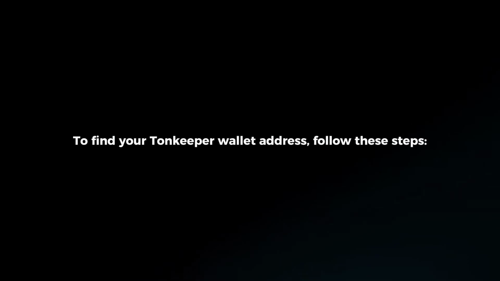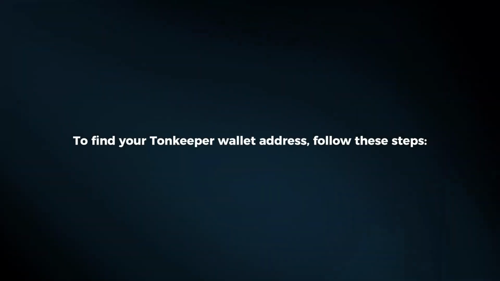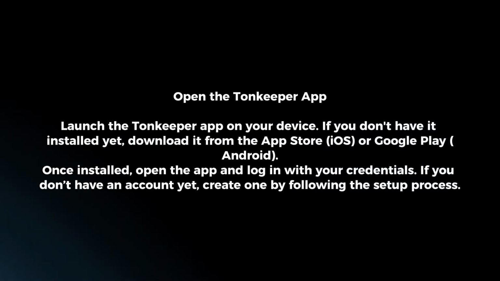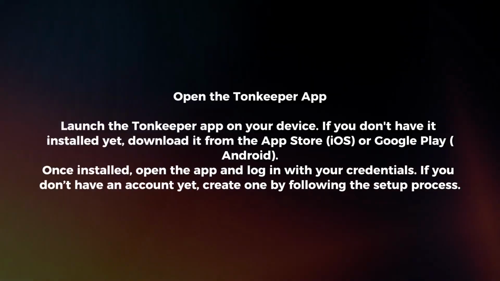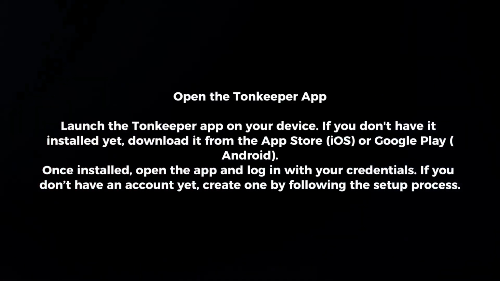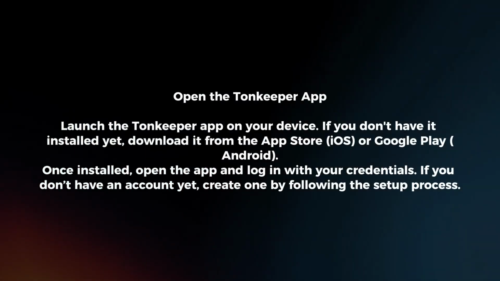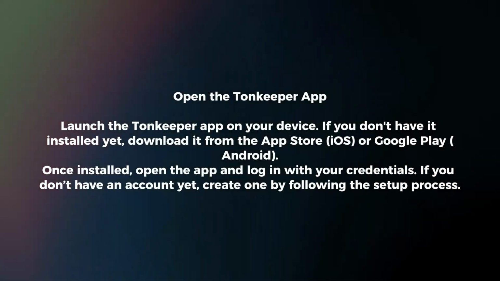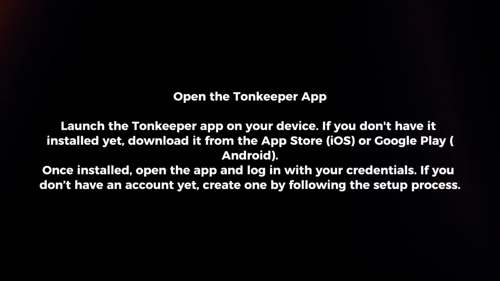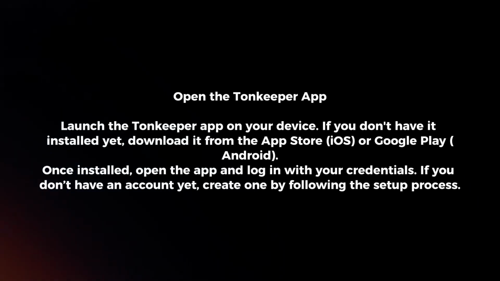To find your Tonkeeper wallet address, follow these steps. Open the Tonkeeper app. Launch the Tonkeeper app on your device. If you don't have it installed yet, download it from the App Store or Google Play. Once installed, open the app and log in with your credentials. If you don't have an account yet, create one by following the setup process.